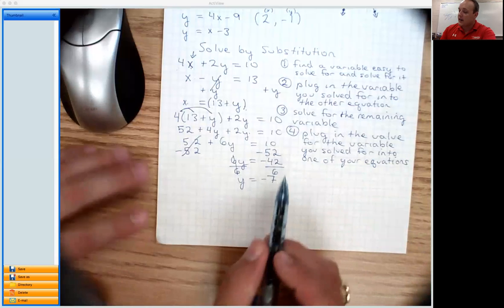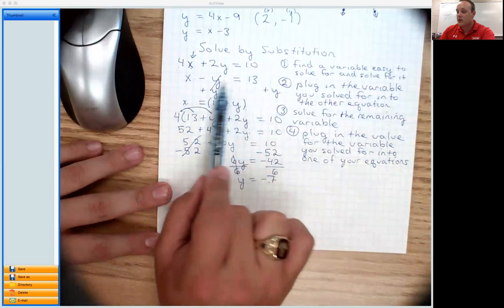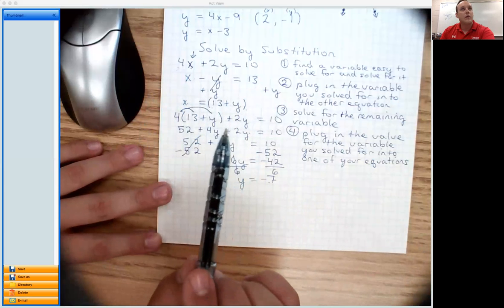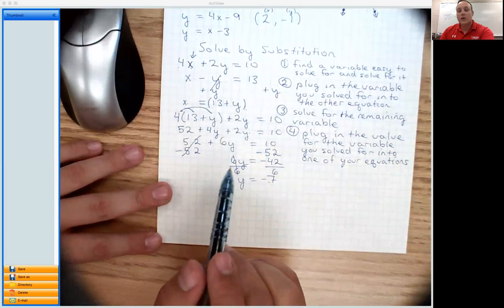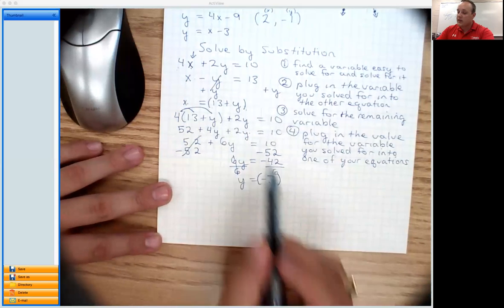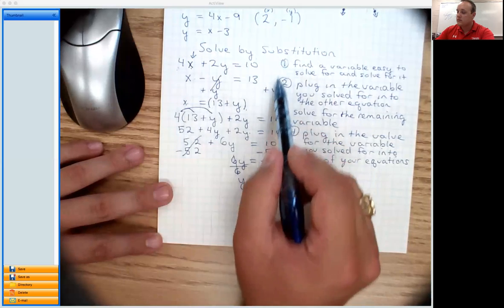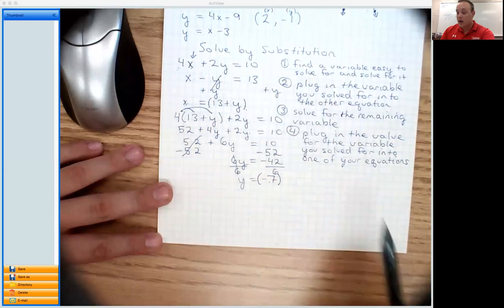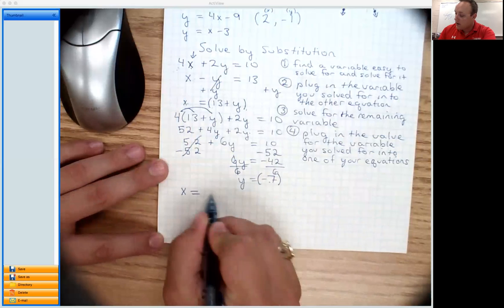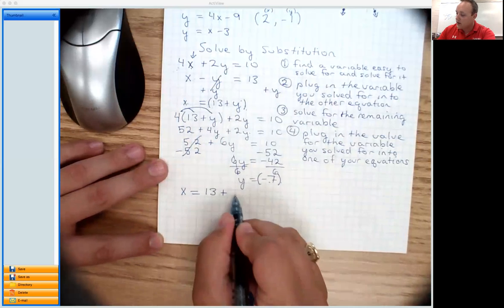All right, so I plug in -7. Now, would it help me if I plugged it into this equation? Or would it be easier with one of these two? What do you think? So I'm having to plug in -7 into one of these equations so I can solve for x. You would do it in the bottom one. Yeah, with the x instead of the four, because then it'll just be negative 7. Yeah. x equals 13 plus y, which is -7.